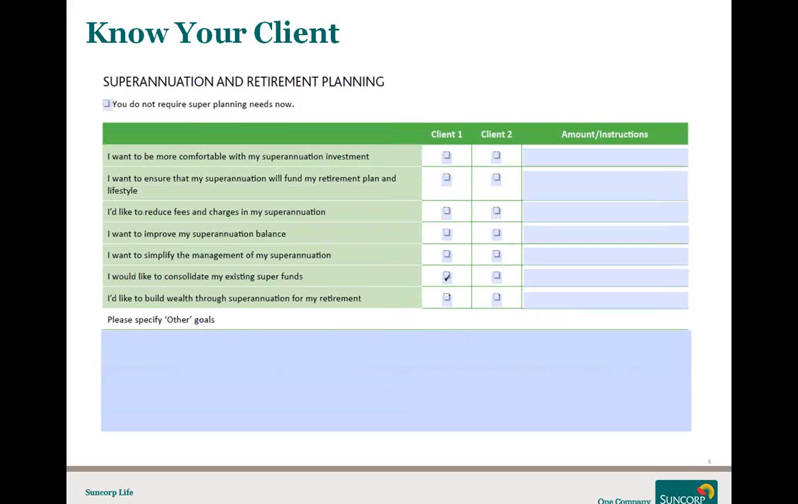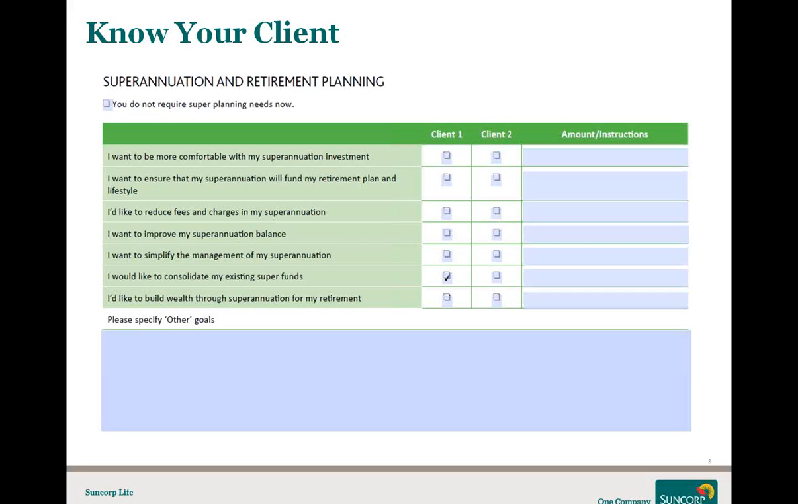So our fact find template currently includes these tick box objective fields. These are to be used to assist the client in understanding their goals and objectives and should be used as a starting point only. You need to ensure that you use the free text section in the fact find to document the client's goals and objectives in the words that they use to articulate them to you.